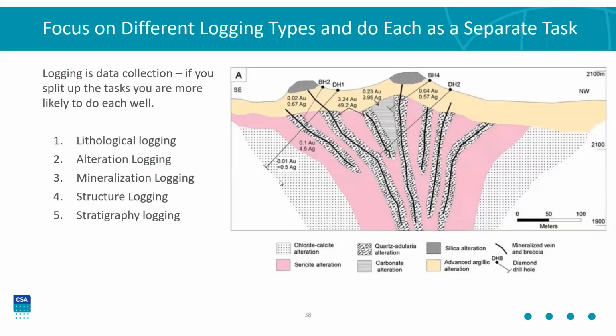Another easy win tip is again relating to logging, and I find when you're logging, you're collecting data. So if you split up the tasks, you're more likely to do each well. So when you're logging core, do you generally either try and log your structure, alteration, lithology, etc. as you go down the drill core all in one go, or do you break each type of logging up into a separate task and go log lithologies first and then relog the whole for alteration, then relog the whole for mineralization, etc.? My advice is to try it.